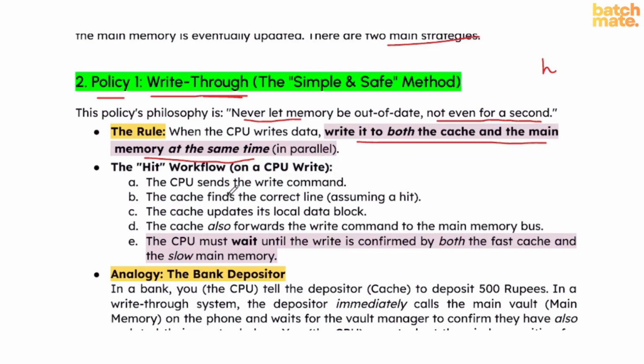The CPU sends the write command. The cache finds the correct line, assuming a hit, and updates its local data block. Now, the cache also forwards the write command to the main memory bus. So, the CPU must wait until the write is confirmed by both the fast cache and the slow main memory.